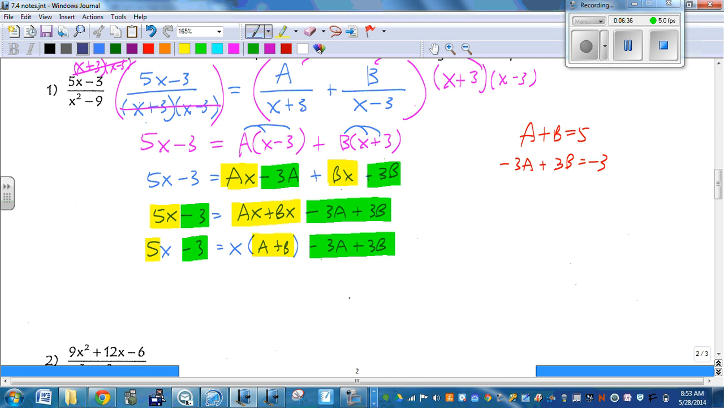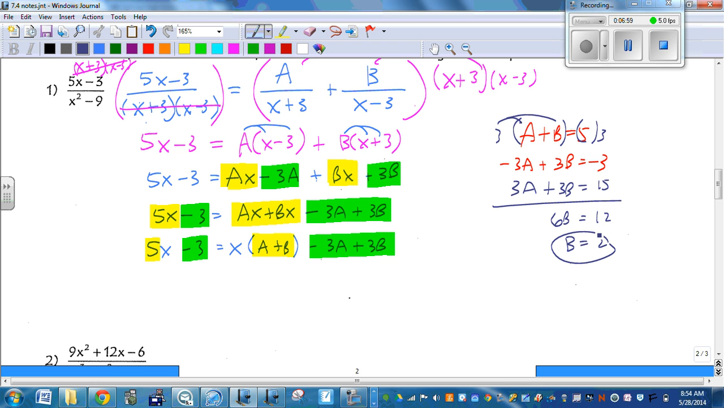We can multiply the top one. I'm just going to multiply the top by 3 on both sides. So we get 3a plus 3b equals 15. And we can add those two equations together. The a's cancel out. We get 6b equals 12. So b equals 2. So we've got one of our two variables. To figure out what a is, we can just put b in here to that equation. Right? So a plus 2 equals 5. So a has to equal 3.